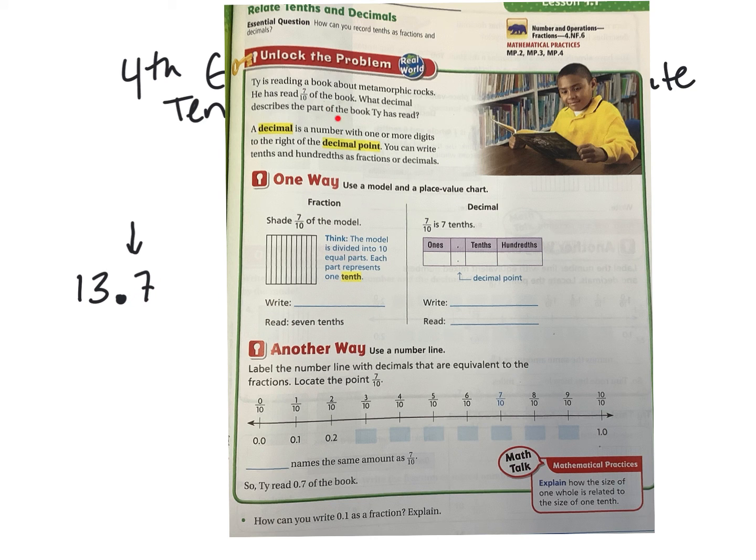They always end in a th, so you have to be careful not to spit on somebody when you say it, right? So we have one or more digits to the right of the decimal point, this direction, and you can write tenths and hundredths as fractions or decimals. They can be written either way. They represent the same value, just written in a different way.